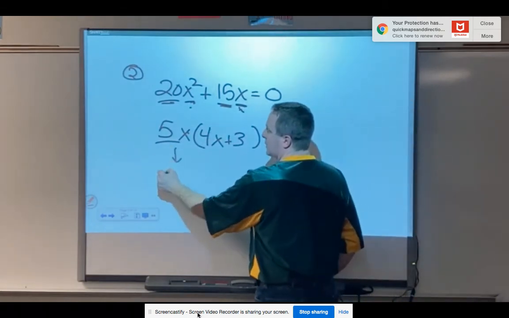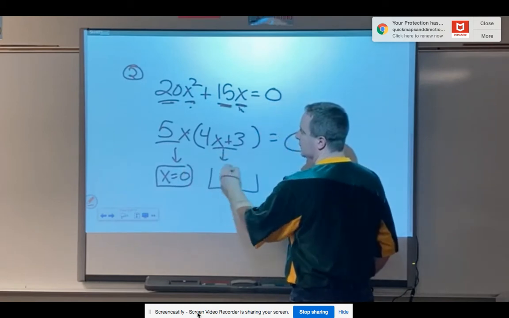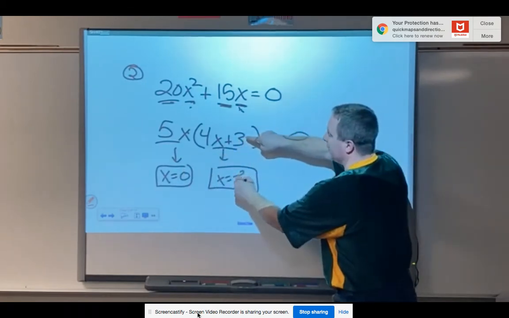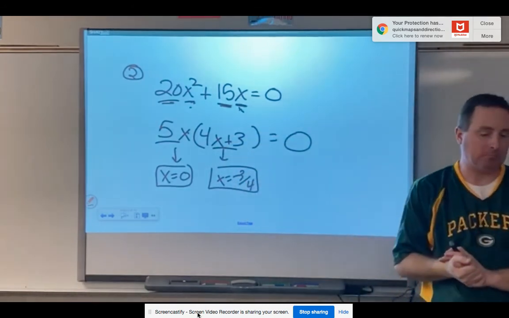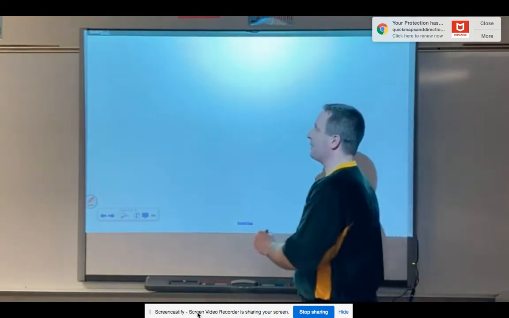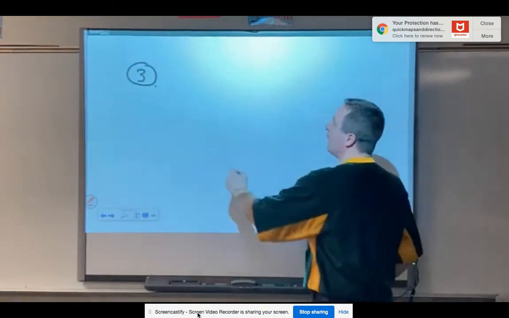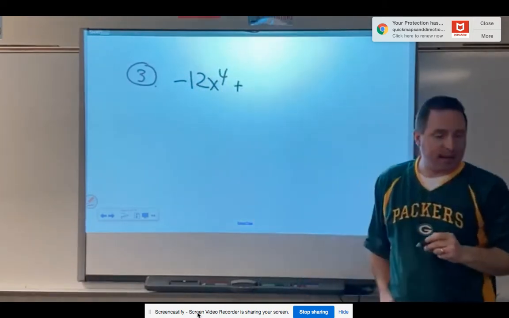Okay? And to solve it real quick, I have an x out in front, so 0 is a solution. And this one, I'm going to get the opposite of the last number. It's -3 divided by the number in front, -3/4. Okay, so that isn't so bad. Kind of nice. Okay, I already got one last one for you with this greatest common factor. And this one's a little tricky. We haven't seen this yet, but it's -12x to the 4th plus 6x cubed.